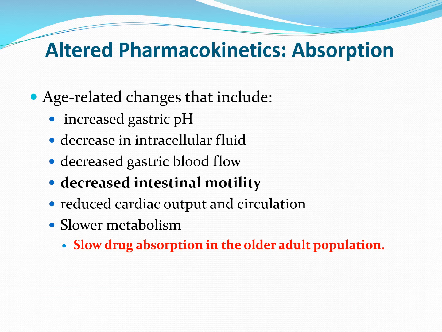Now let's talk about pharmacokinetics in detail. In terms of absorption, as we mentioned, pharmacokinetics involves absorption also. So with absorption, what happens in older adults is that there is an increase in the gastric pH and also a decrease in the intracellular fluid. And the decrease of gastric blood flow makes the medication absorption very slow, in addition to, of course, a decrease in the intestinal motility.